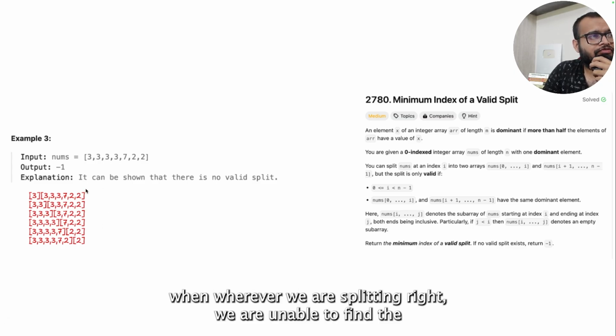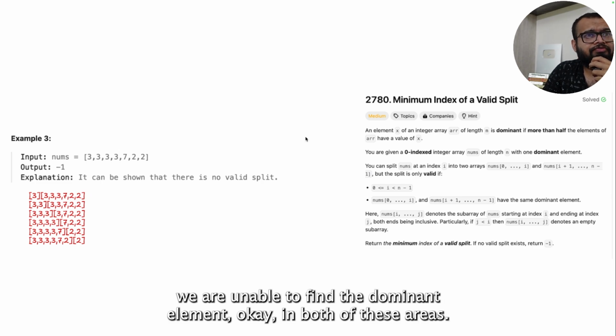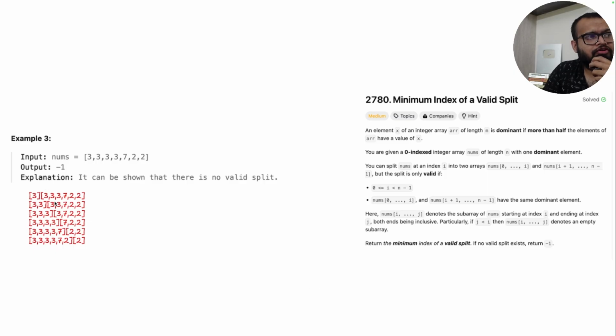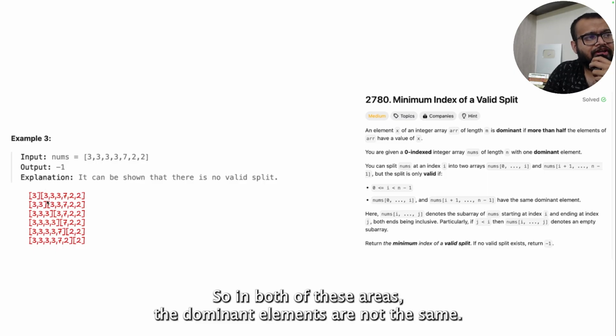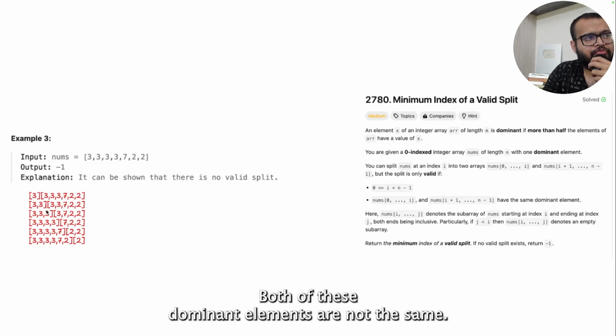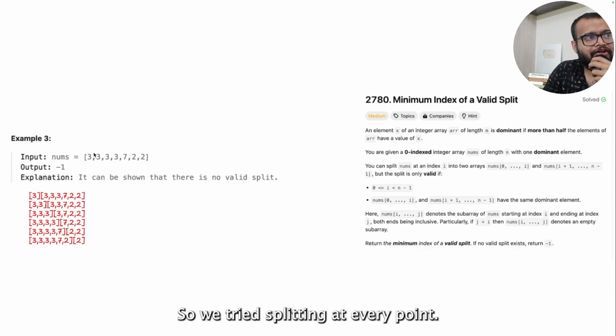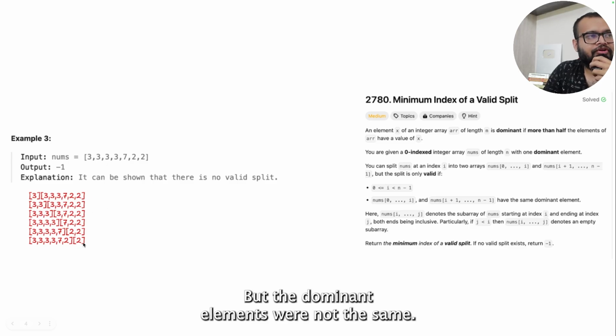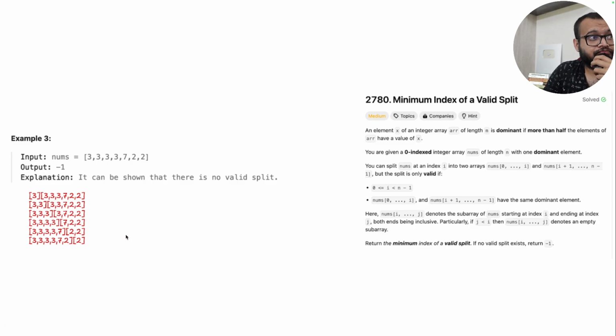Now there can be the case, right, where there is no valid split, like in this case wherever we are splitting, right, we are unable to find the dominant element in both of these arrays. So in both of these arrays the dominant elements are not the same. So we tried splitting at every point, but the dominant elements were not the same.